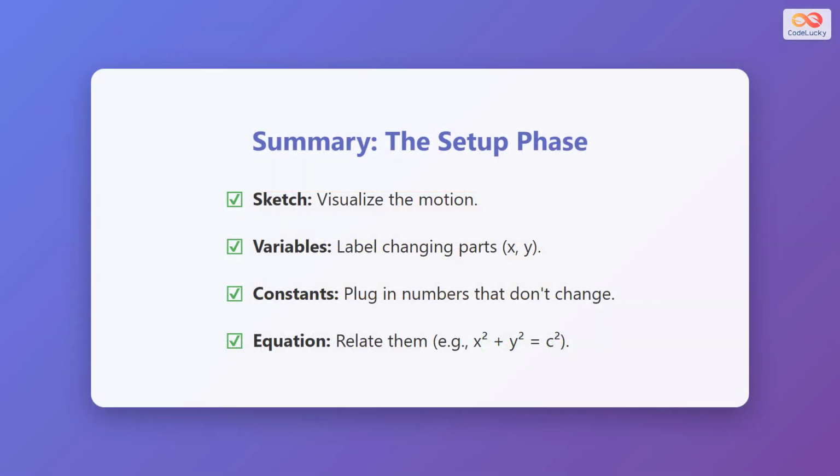To summarize the setup phase, always sketch the motion first. Label changing parts with variables like x and y. Plug in constants immediately for things that don't change. Finally, write the equation that connects them all. Once you have this equation, you are ready for the calculus part.